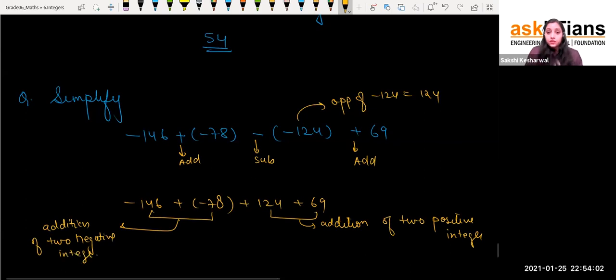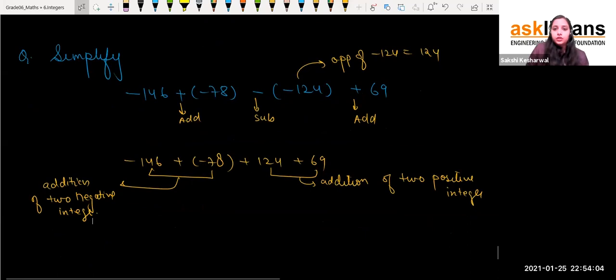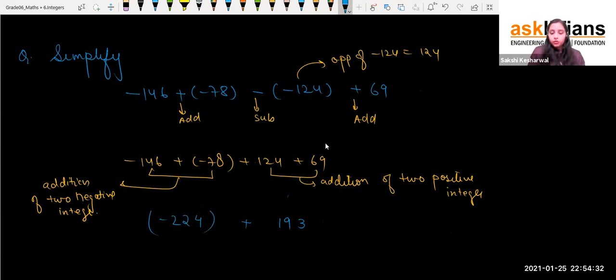So first, this is a trick. Over here you have to learn the trick like this. What's the trick? You add these two. So this will be equal to 193, right? And the 146 plus 78 will be equal to what, beta? Minus 224.